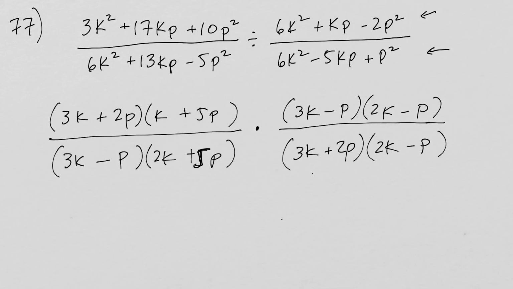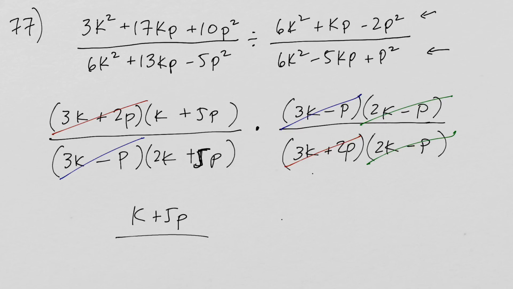All right, so everything's been factored, okay? And now I'll start canceling. This cancels with that. This cancels with that. And this cancels with that. And so my final answer is k plus 5p over 2k plus 5p. And I'm done.